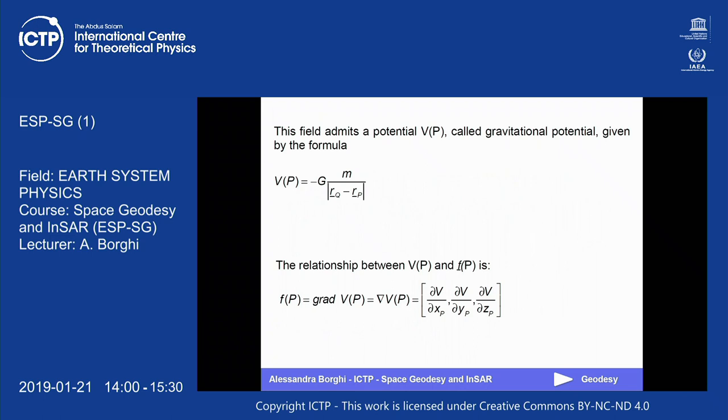This field emits a potential. I know that you have already seen this, called gravitational potential, and it is given by this formula. I use the term V, capital V. And the relationship between the potential and the gravity field is given by this relationship: the force is the gradient of the potential.